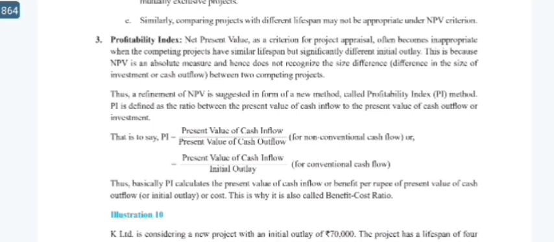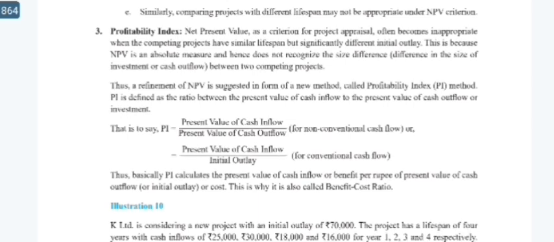Before starting the illustration, let's see why we are using the profitability index method. If both projects have similar life, but they differ in the investment, then the NPV method is not appropriate for taking the decision, because NPV is an absolute measure. It will not recognize the size difference, if any, in the investment or cash outflow between the two projects. For this situation, it is suggested to use the profitability index method, which is more appropriate to take a correct decision.